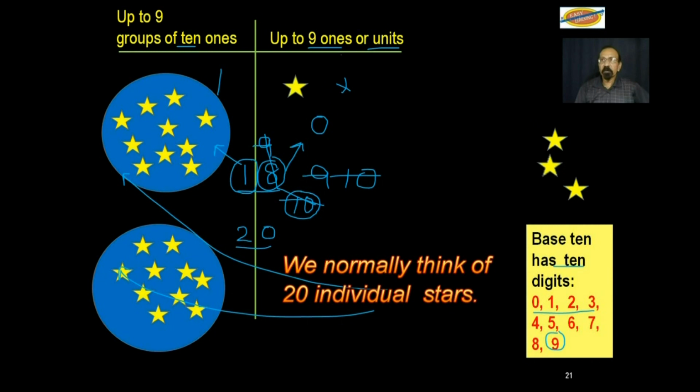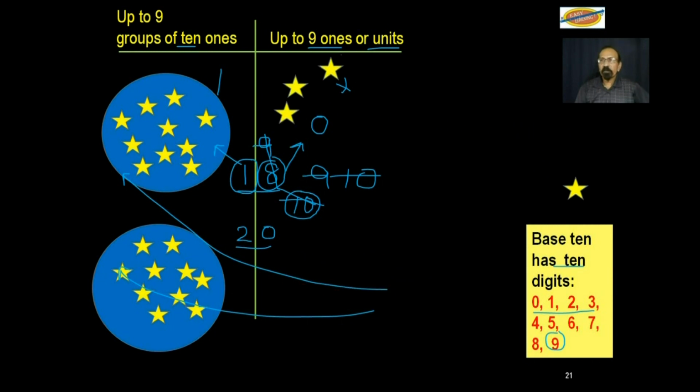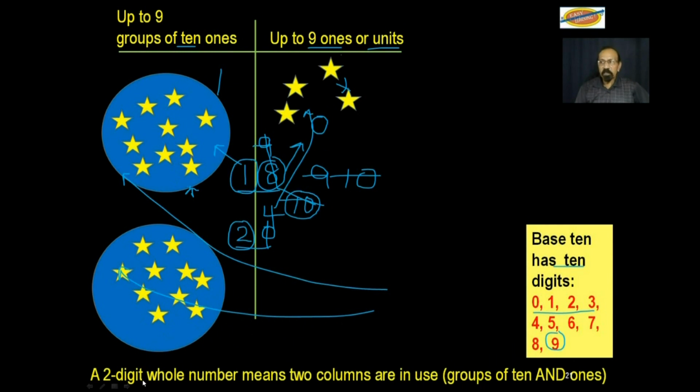So if we add some more, at this point, we now have, instead of 0 here, we have 4 here. So we have 24 stars. That means we have two groups of 10 and 4 individual stars. So any two-digit whole number means two columns are in use. The left column is group of tens, and the right one would be single stars.